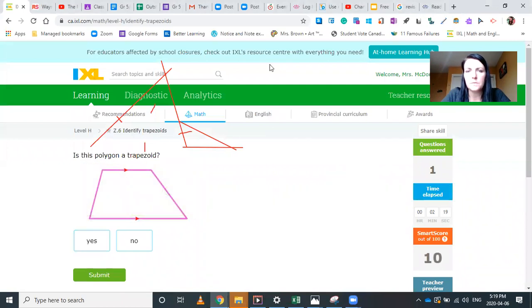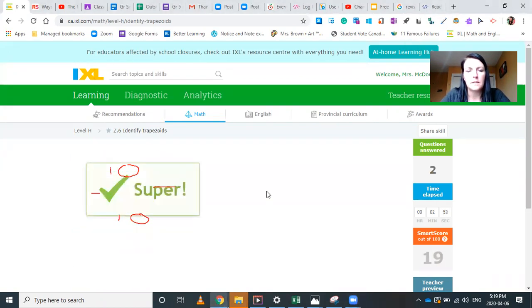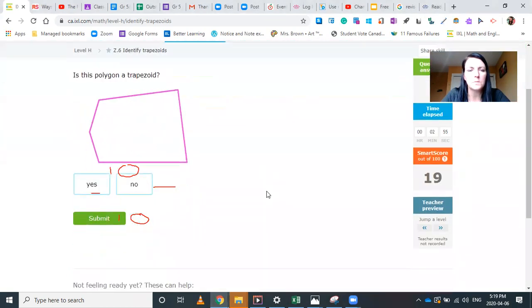Okay, let's look at this one. Now this one's quite easy to see. It's actually shown you these two little arrows, and that is the way that they indicate that those two lines are parallel. So we know that they have one pair of parallel lines. What is the other thing that a trapezoid needs to have? It needs to be a four-sided shape. So we've got 1, 2, 3, and 4. That's 4 sides. So yes, this meets the trapezoid requirements.